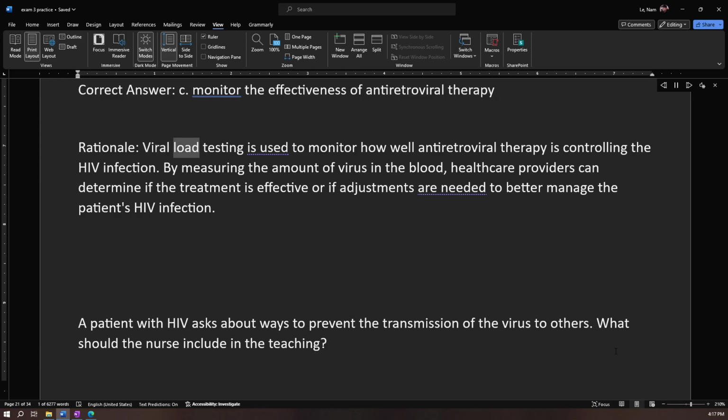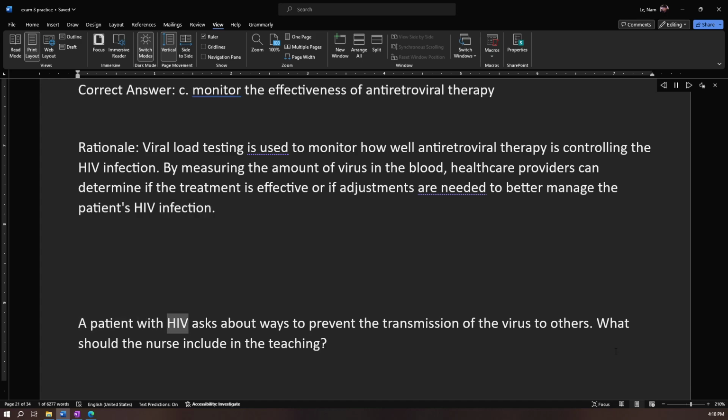Rationale. Viral load testing is used to monitor how well antiretroviral therapy is controlling the HIV infection. By measuring the amount of virus in the blood, healthcare providers can determine if the treatment is effective or if adjustments are needed to better manage the patient's HIV infection.